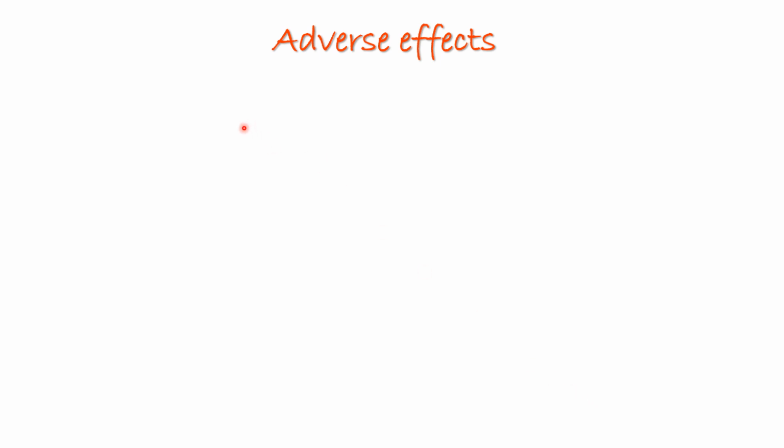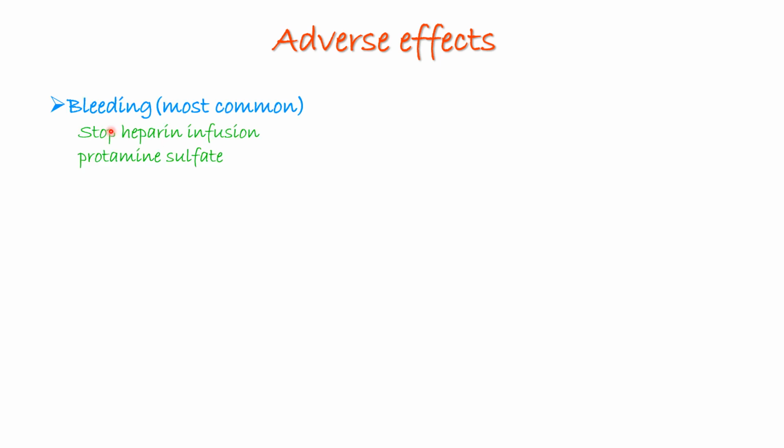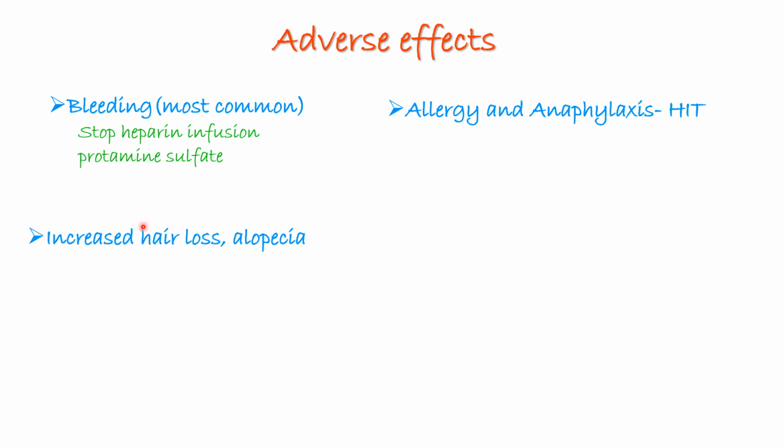The adverse effects we already talked about: the first one is bleeding, the second one is heparin-induced thrombocytopenia, and we also have osteoporosis. Bleeding is the most common, and how do we stop it? We stop it by an infusion of protamine sulfate. The next one is allergy and anaphylaxis. Heparin-induced thrombocytopenia is more common in which heparin? Unfractionated heparin.